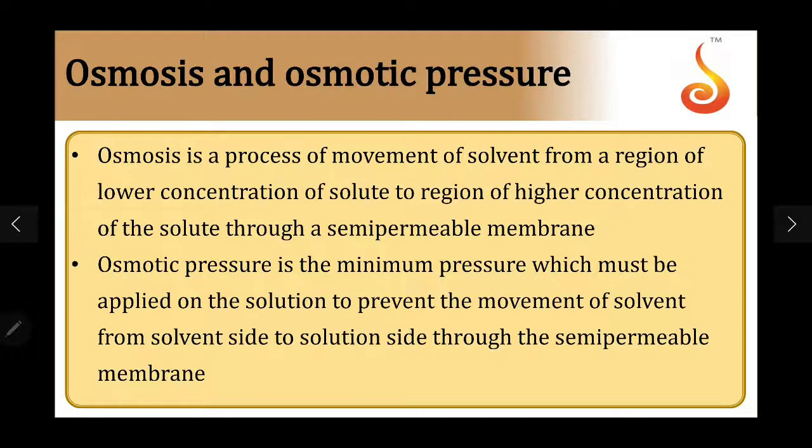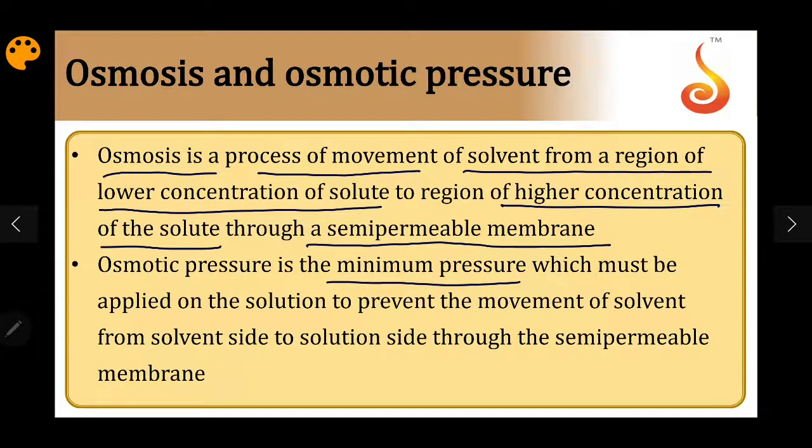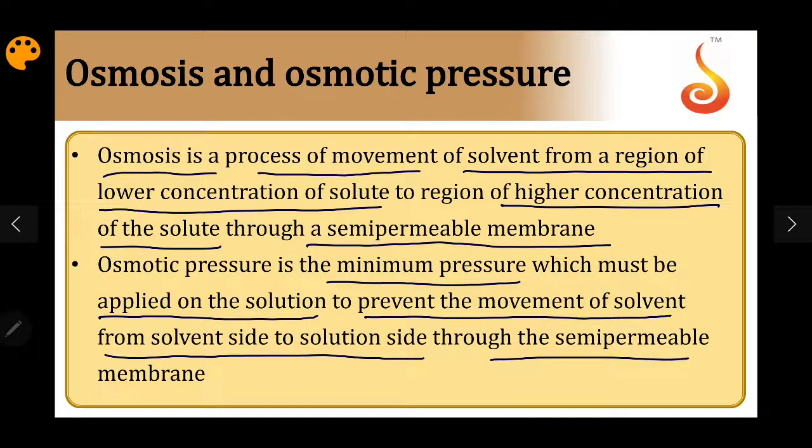Next one, osmosis and osmotic pressure. Osmosis is the process of movement of solvent from a region of lower concentration of solute to higher concentration of solute through a semi-permeable membrane. And osmotic pressure is the minimum pressure which must be applied on the solution to prevent the movement of solvent from the solvent side to the solution side through the semi-permeable membrane. That is the meaning of osmotic pressure.